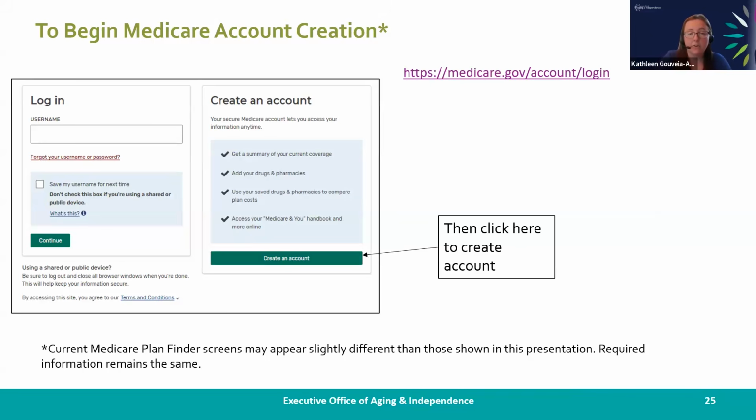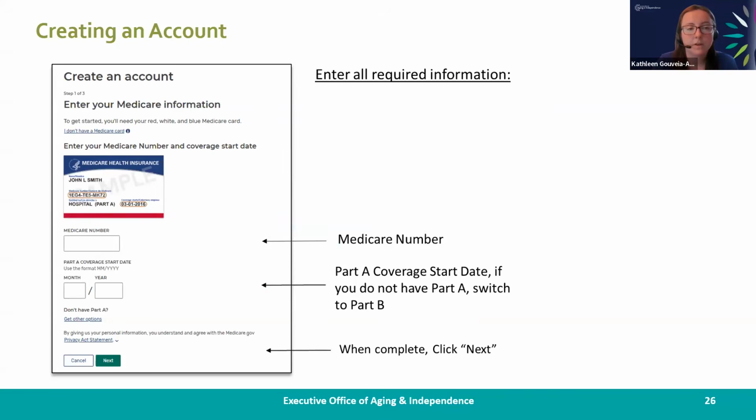To begin Medicare account creation, first you will want to go to the Medicare Plan Finder website at medicare.gov/account/login. On the left side, you will see where you can log in. On the right side, you will find the option to create account. Creating an account. Once you've clicked the Create Account button, you will be brought to this page where you will enter your Medicare number and Medicare Part A coverage start date. If you do not have Part A, you can switch to Part B and enter the coverage start date there. Once complete, click Next.